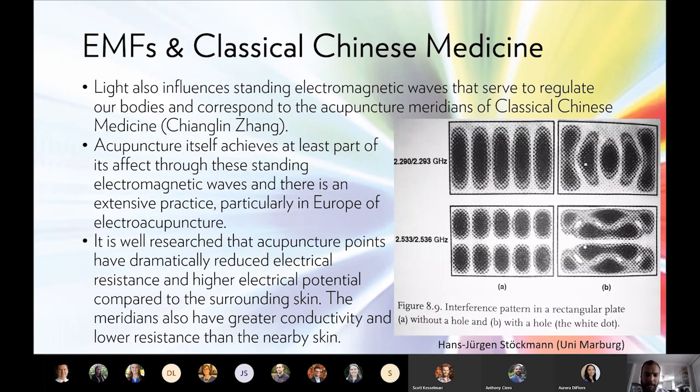EMFs in classical Chinese medicine. There's a really interesting book I'm reading called Invisible Rainbow by Changlin Zhang, or I read it. His concept is that light influences standing electromagnetic waves within our bodies that correspond to the acupuncture meridians of classical Chinese medicine.